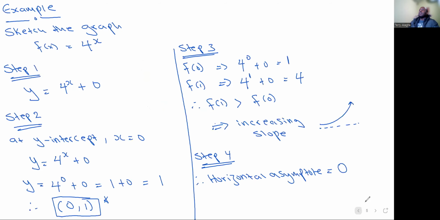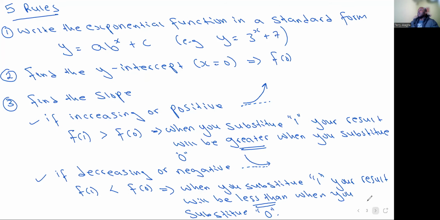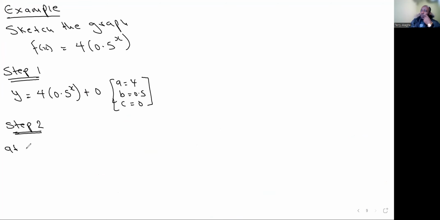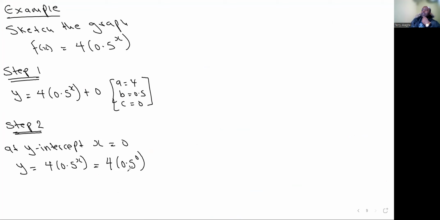We're done with that. So step two, we need to now find the y-intercept. As usual, at the y-intercept, x is equal to 0. So y becomes 4 times 0.5 raised to the power 0. Anything raised to the power 0 is equal to 1. So it's 4 times 1, and the answer is going to be 4. So x is 0, y is 4. This is the y-intercept for that.